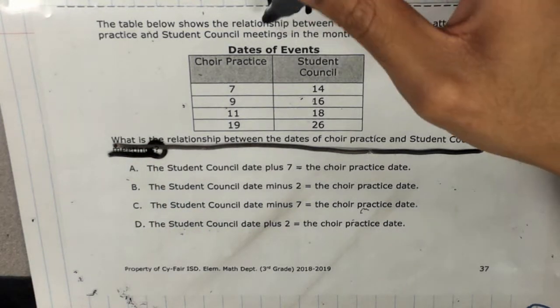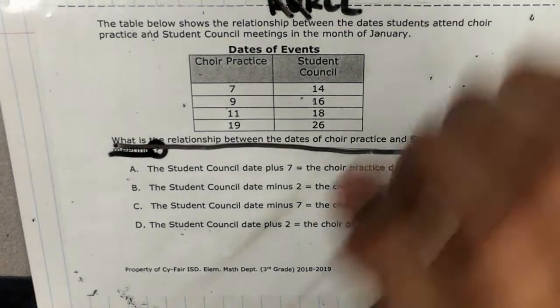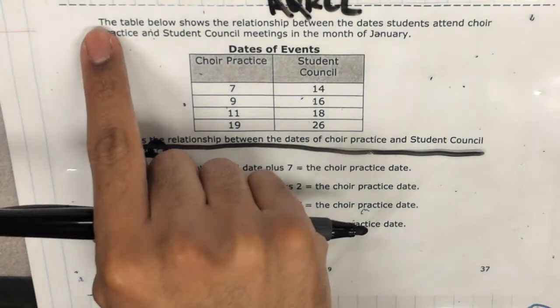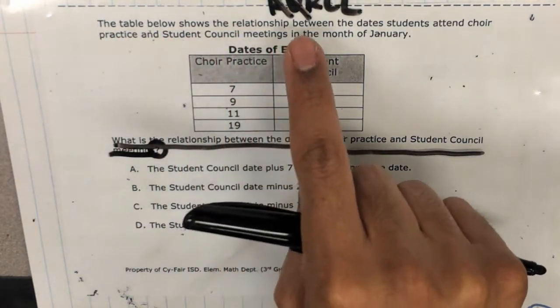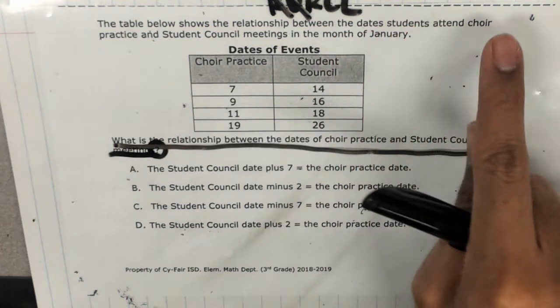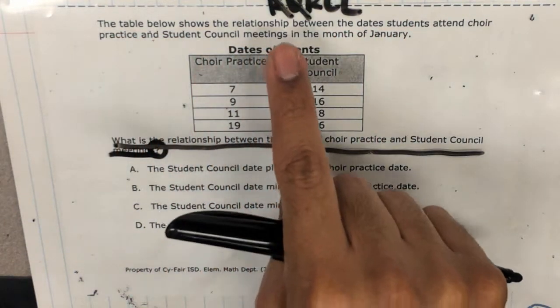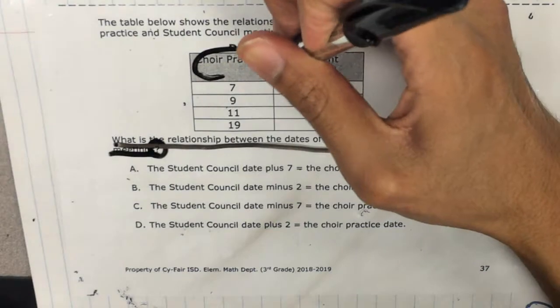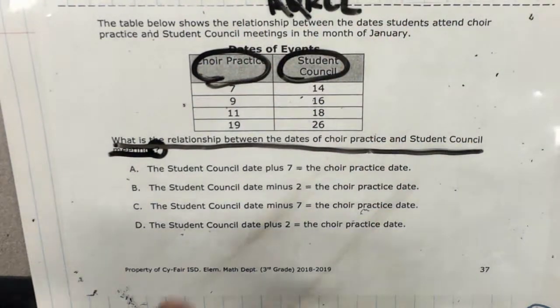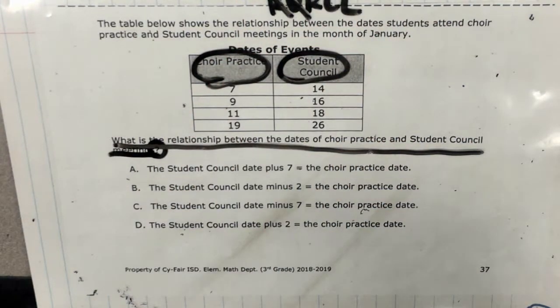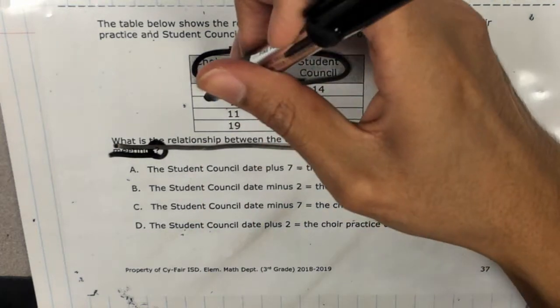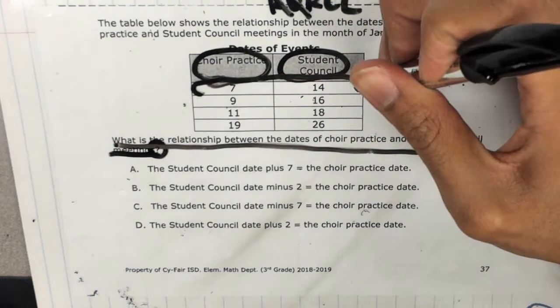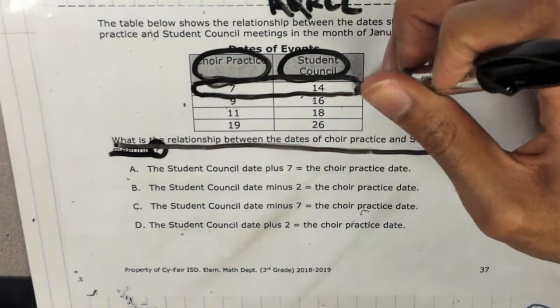So now that we have that read, cross out the R and the U, and let's read the details. It says, the table below shows the relationship between the dates students attend choir practice and the student council meetings in the month of January. So here's our table with our titles. Let's circle our titles. Our titles are next to each other, so we're going to need to be finding the relationship of the numbers that are next to each other. Let's go ahead and circle our first pair of numbers that are next to each other, 7 and 14.